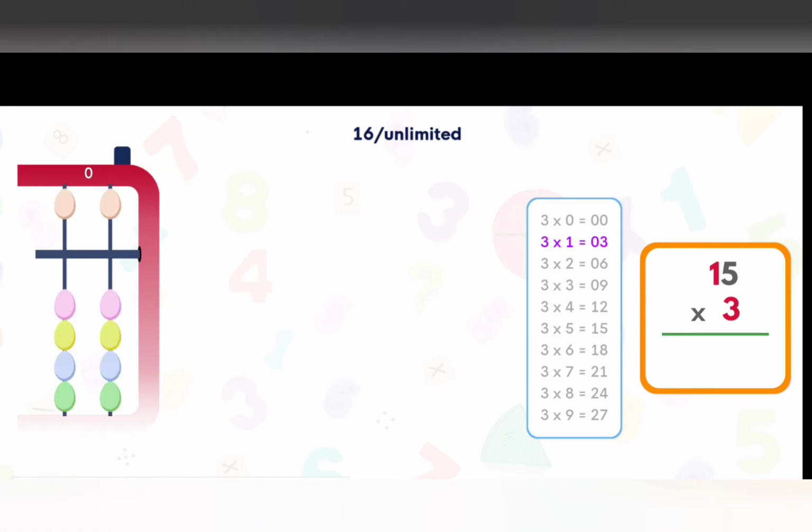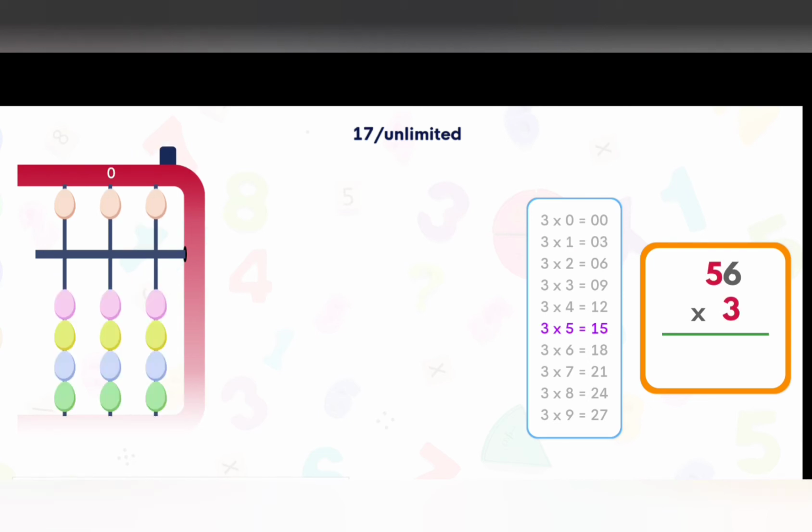15 times 3. Now, you can see that in each of the tables from 3 times 0 to 3 times 3, there is only one digit number. That's why in the abacus we can't write a one digit number; before the one digit number, we have to write 0. So 3 times 1 is equal to 3, but we have to write 0, 3. So we have to count here like this: one, two, three. 3 times 1 is equal to 3 means 0, 3, and 5 times 3 is equal to 15. So this is my answer: 15 times 3 is equal to 45. You have to write like this.